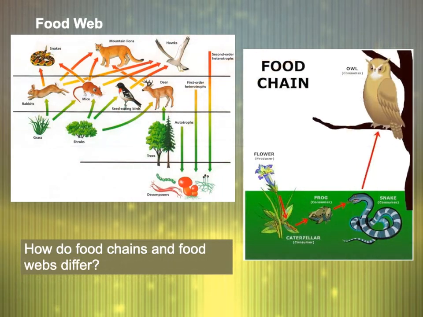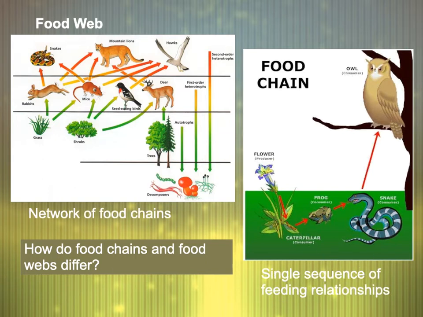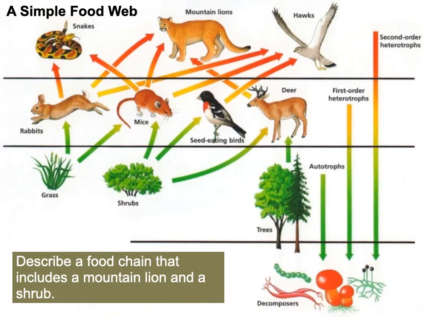Let's take a look at the differences here. Can you see how that's different? We've got the food chain, which is just a simple singular chain of energy flow, and the food web, which is a much more complex sort of thing. Okay. That's how you tell the difference there. And I think there's a question on your quiz about that. Yep, network of food chains, single sequence of feeding relationships.